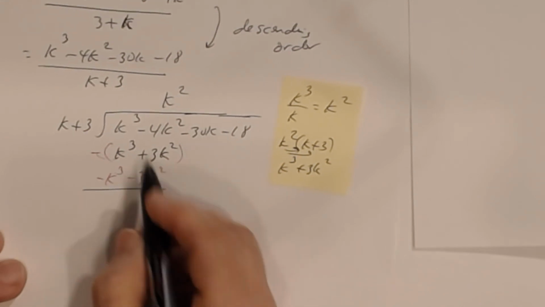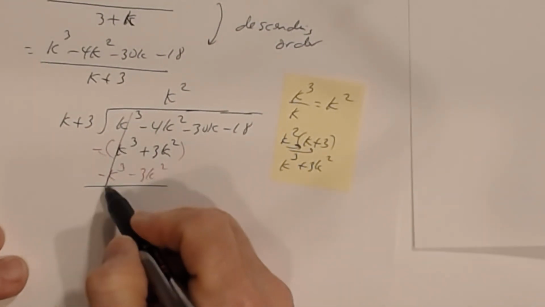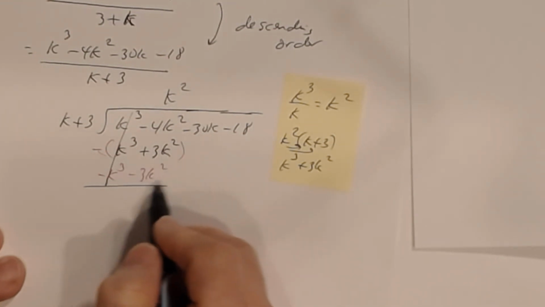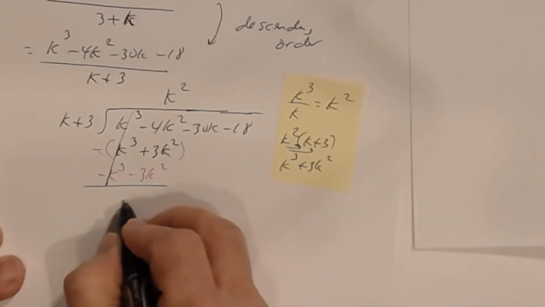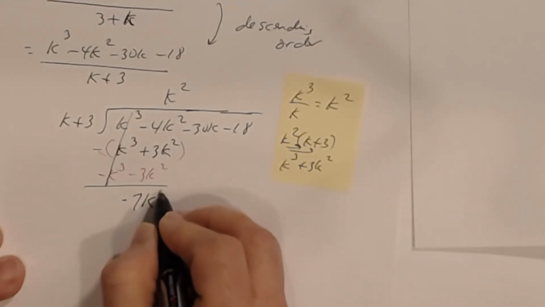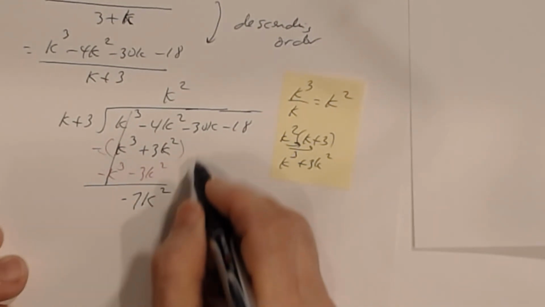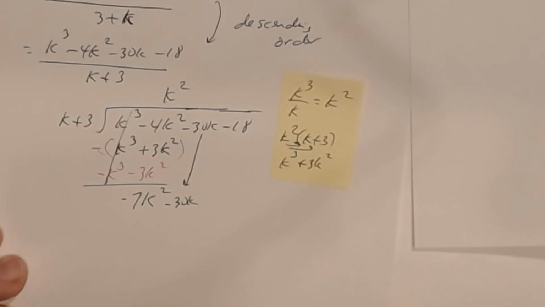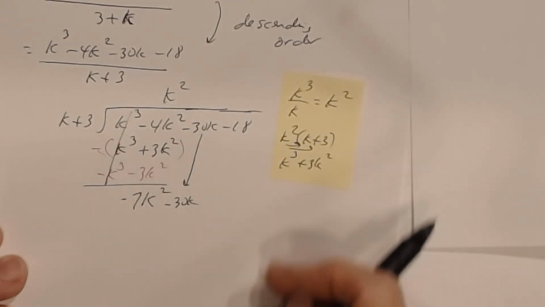Okay, now you're going to say this. K cubed and a negative k cubed is 0. A negative 4k squared and a negative 3k squared is a negative 7k squared. Now bring down the next term, minus 30k. Remember, each time you bring down the next term.